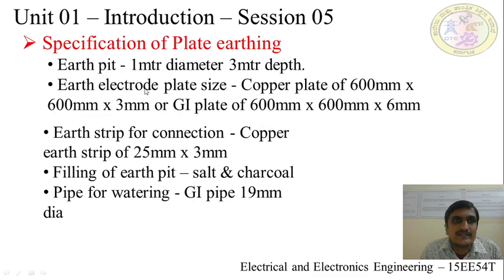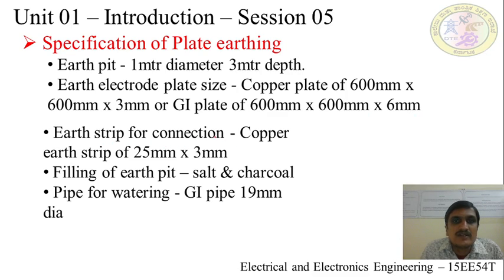Specifications of plate earthing. Here earth pit is of 1 meter diameter and 3 meter depth. This is of maximum. If you use minimum, that will be 1.5 meter. Earth electrode plate size. If you use copper, it will be of 600 mm into 600 mm into 3 mm thickness, or if you use galvanized iron, that will be of 600 mm into 600 mm into 6 mm thickness.